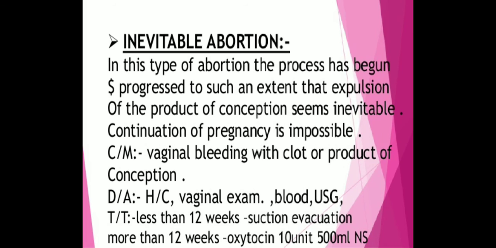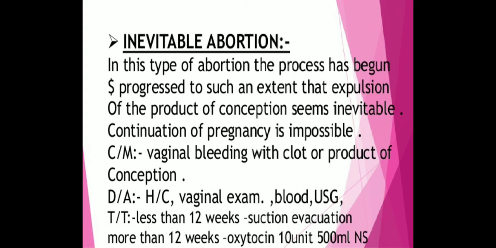So here we can see the difference: in threatened abortion, the cervix is closed, so the product of conception doesn't get expelled out. But in inevitable abortion, it is irreversible. The bleeding occurs and the product of conception or the fetus is expelled from the vagina. So the clinical manifestations include vaginal bleeding with clot or the product of conception. Diagnostic evaluation, we can do vaginal examination, blood test, or ultrasonography.